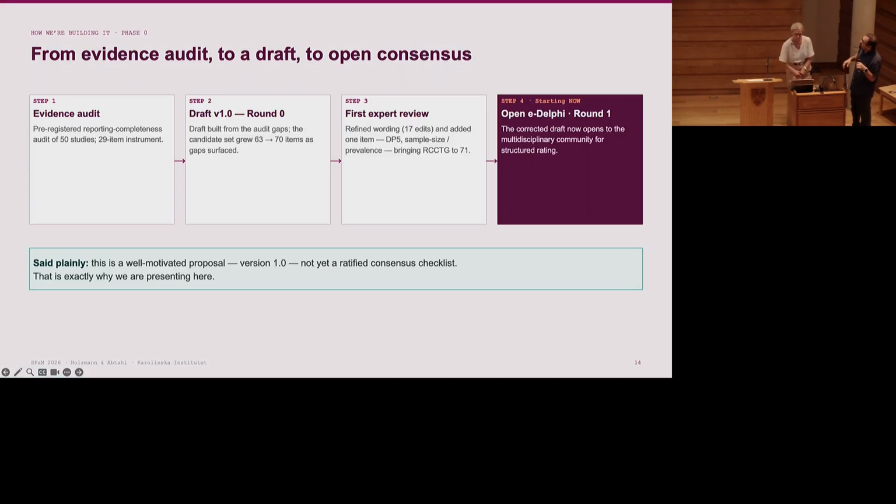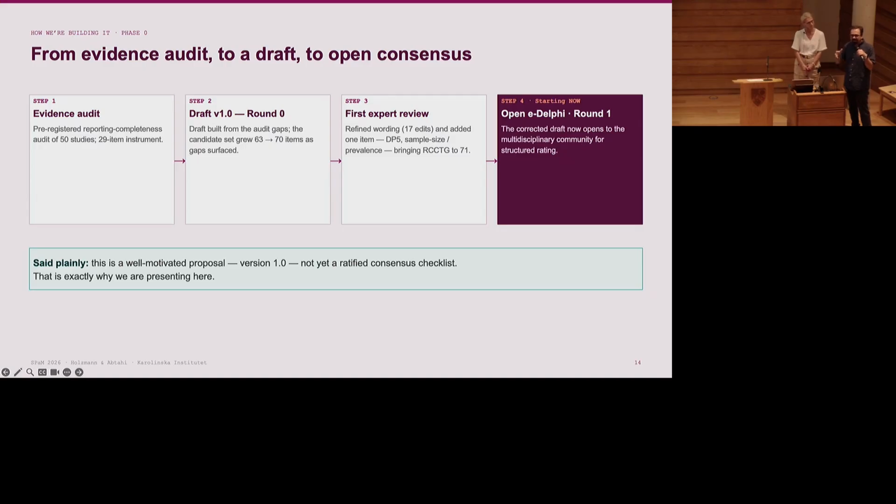As I mentioned, these 29 items were what I started with in step 1. Now we are in step 2, with just a first draft. The idea is that we are going to have an e-Delphi, I would call it. And that's what makes me dare to start the process.